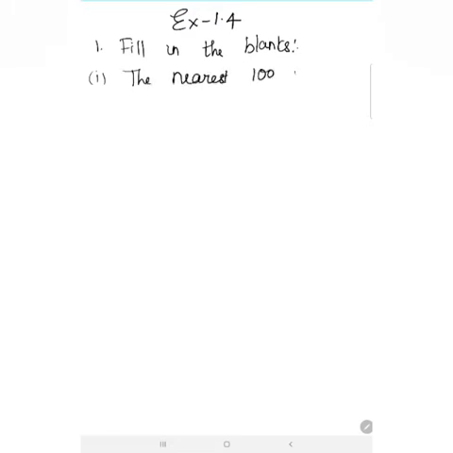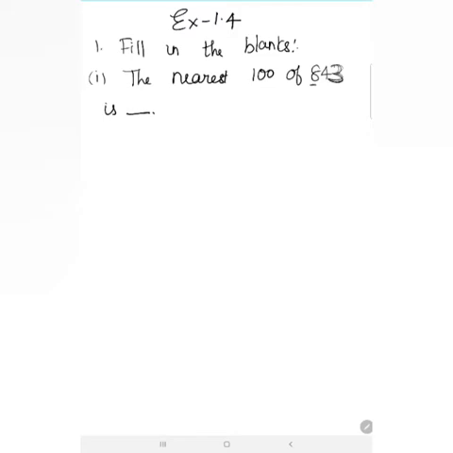Let me see Exercise 1.4. Exercise 1.4. First one, fill in the blanks. First one, the nearest 100 of 843. Nearest 100 of 843.